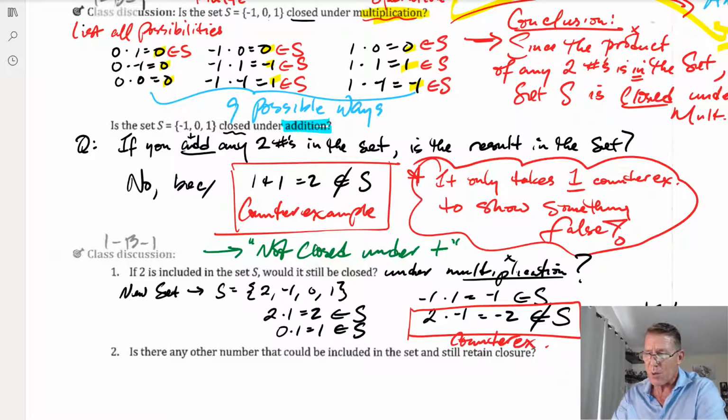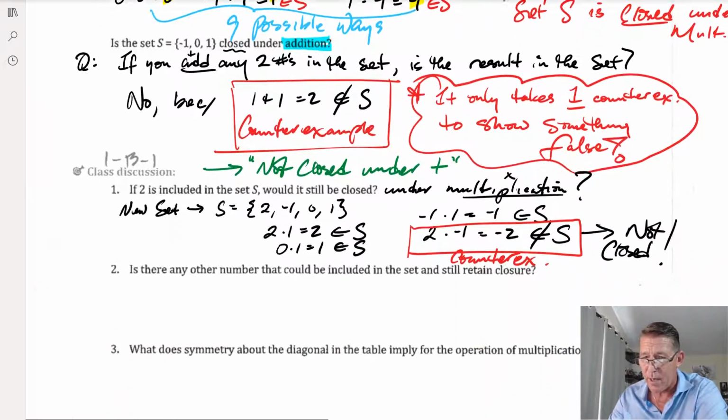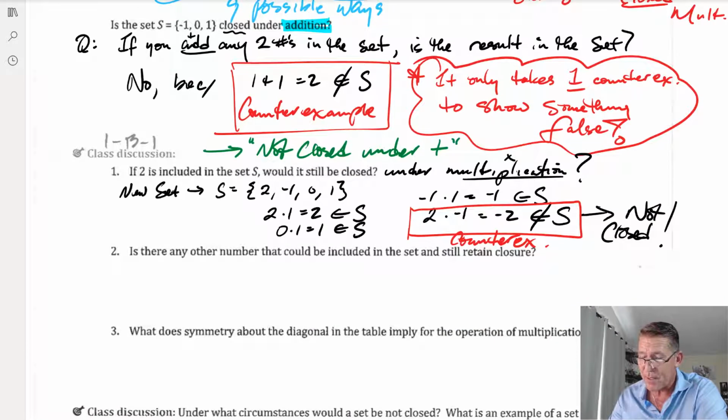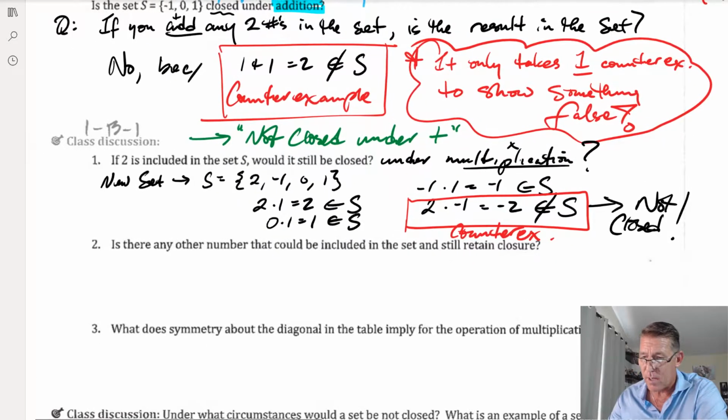So anytime you can come up with one that shows it's false, it's going to be not closed. If you can't find a counterexample, then it's probably going to be closed. And then you'll have to later on prove it. And that's a different thing. We'll get to that later.